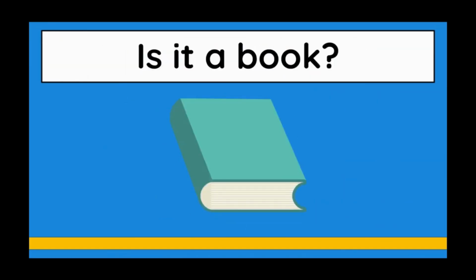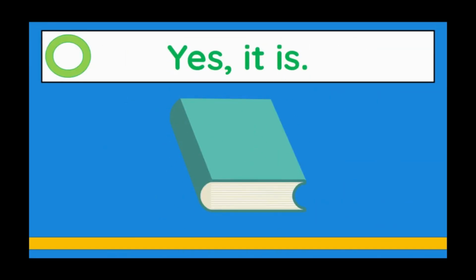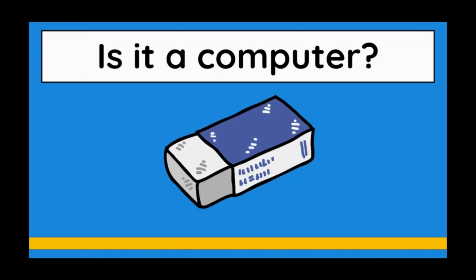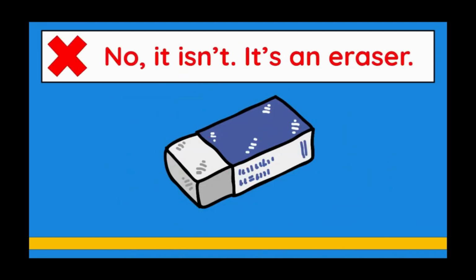Is this a book? Yeah, it's a book. Is this a computer? No, it's an eraser. It's what we use to get rid of our pencil marks. Okay, that's about it. If you want further practice, scroll down for worksheets and audio practice.